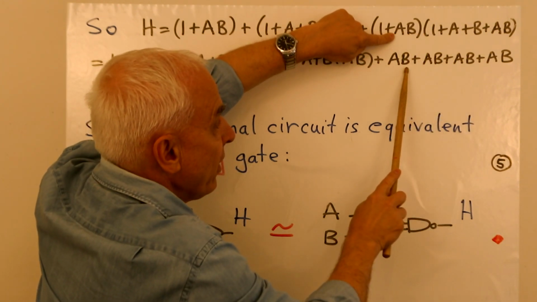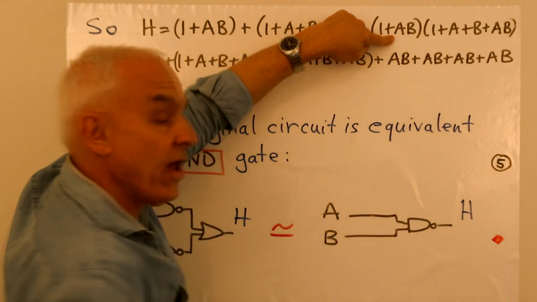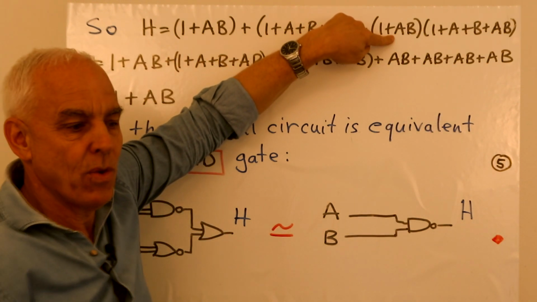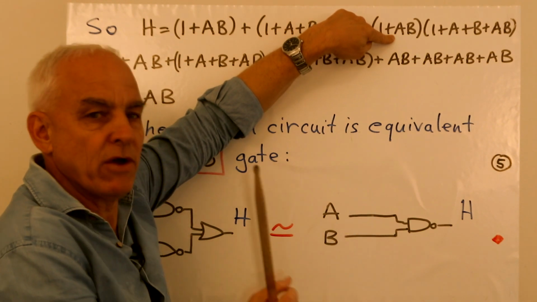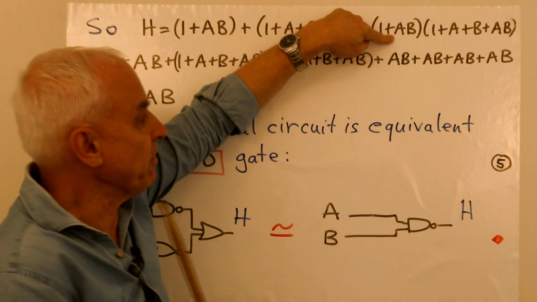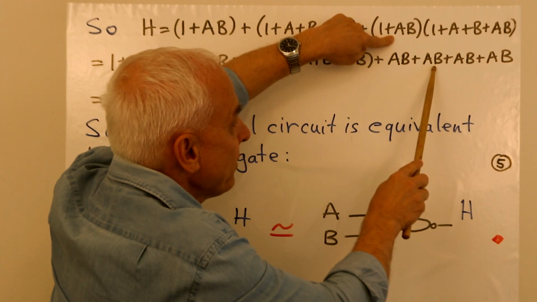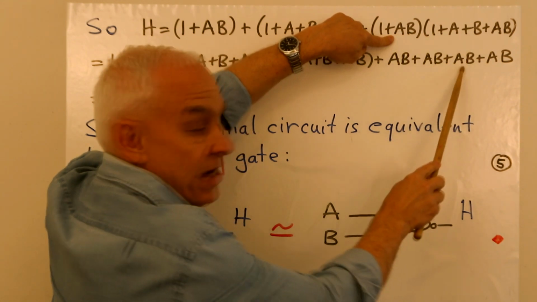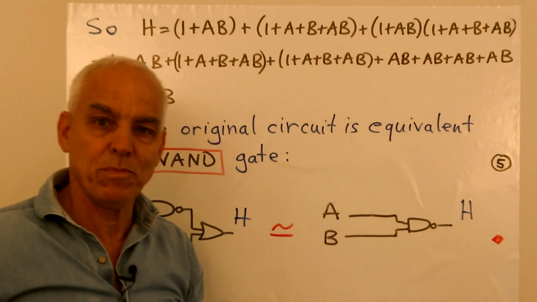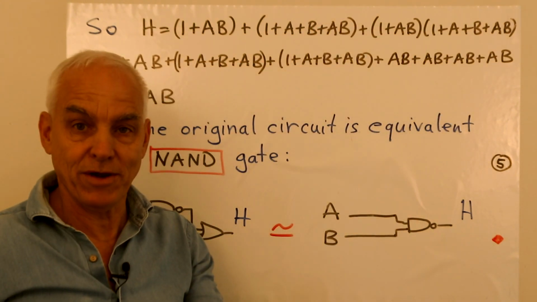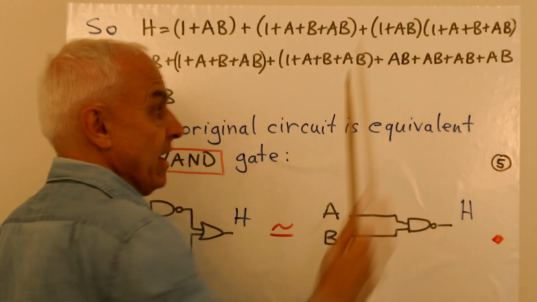AB times 1, there's AB. What's AB times A? Well, AB times A is like A squared B, but A squared is the same as A in the algebra of Boole. So this is another AB. Similarly, AB times B is another AB. And AB times AB would be A squared times B squared, but that again is also equal to AB.